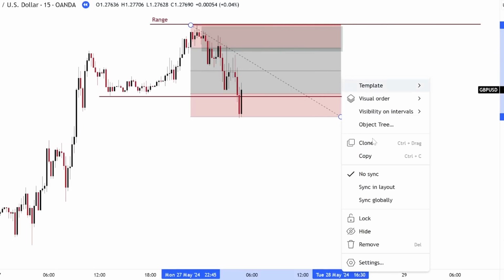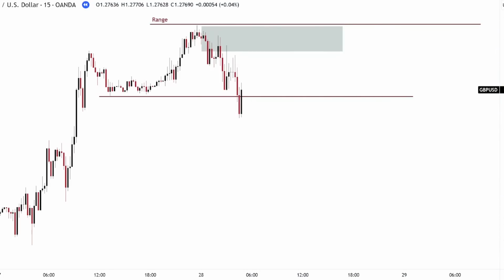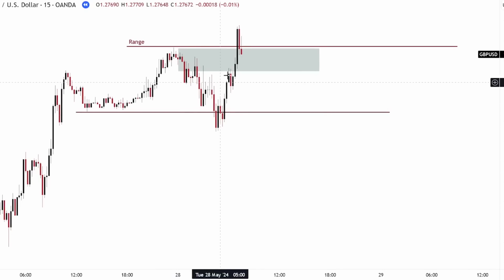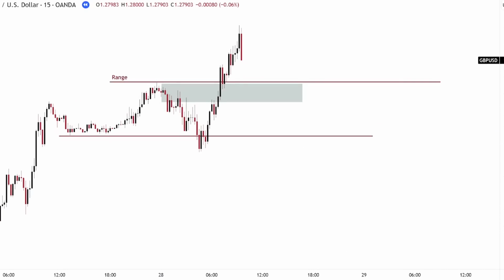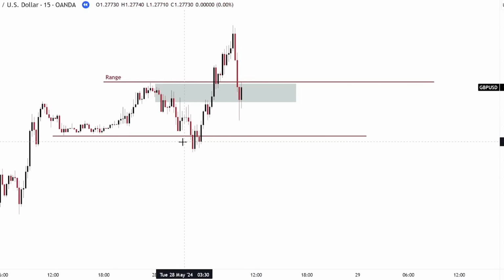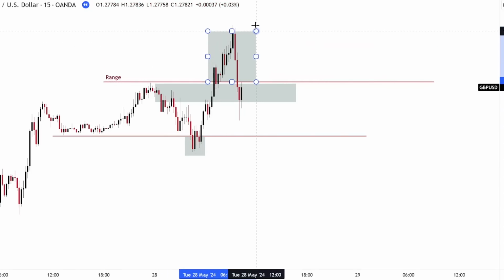Now, let's look at what price does. Price broke this level and came back inside of the range. So what happened here? You had a seller trap right here, and you had a buyer trap right here.